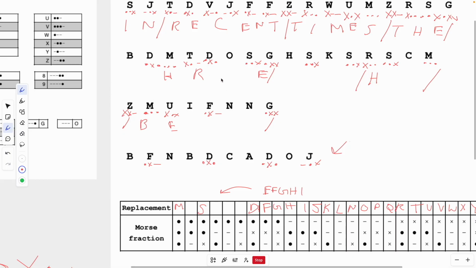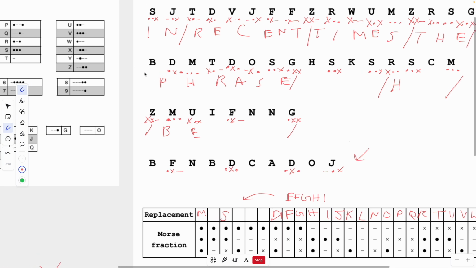So we don't have B. O is here. So this is A and S. So this is probably phrase, I'm thinking, because that's the only thing that would fit. And plus P is 4 characters, dot dash dash dot. So that fits perfectly here too. So that means B is here, which also makes sense.